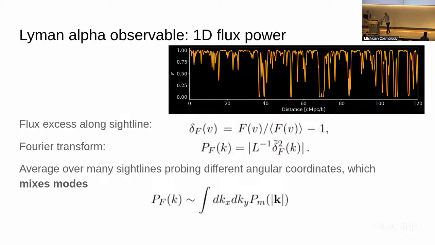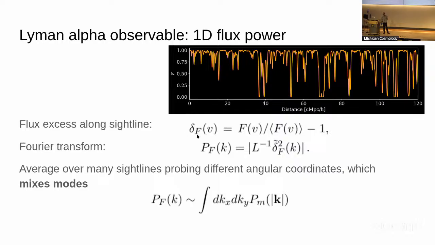Now let's talk about the cool stuff, which is the 1D flux power spectrum. So here is a sight line. What we're going to do here is work out the correlations of absorption along this sight line, right? So if I have an absorber here, what is the chance that there is another absorber 10 megaparsecs away, right? This is the Fourier transform of the 1D correlation function along the line of sight.